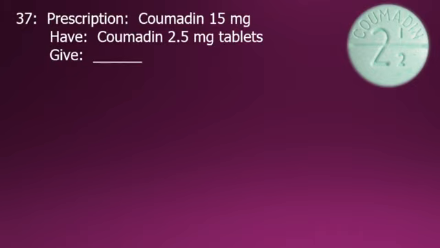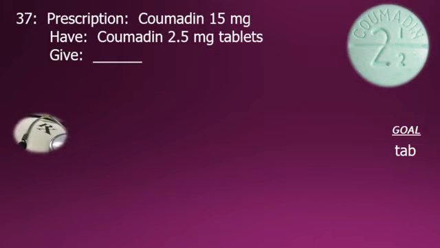In this problem, the doctor's order is for 15 milligram Coumadin. On hand are tablets containing 2.5 milligrams. The question is asking how many tablets should be given to fill this order. So our goal will be to convert our order into tablets.